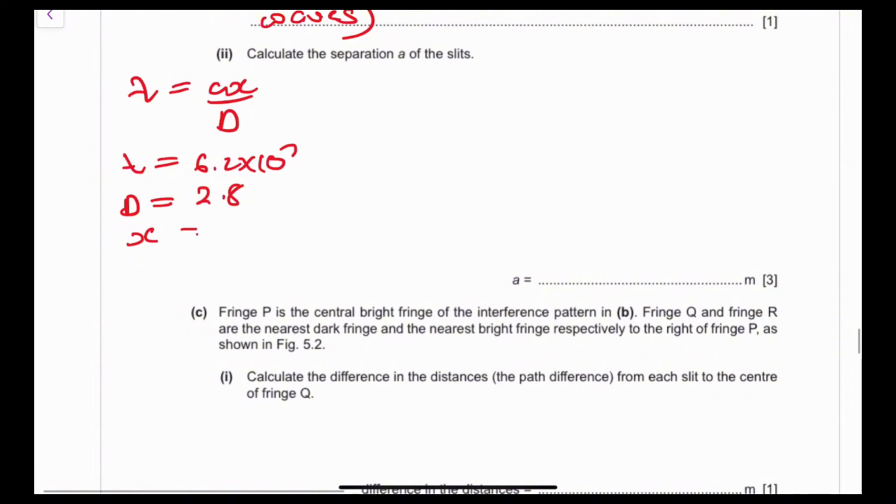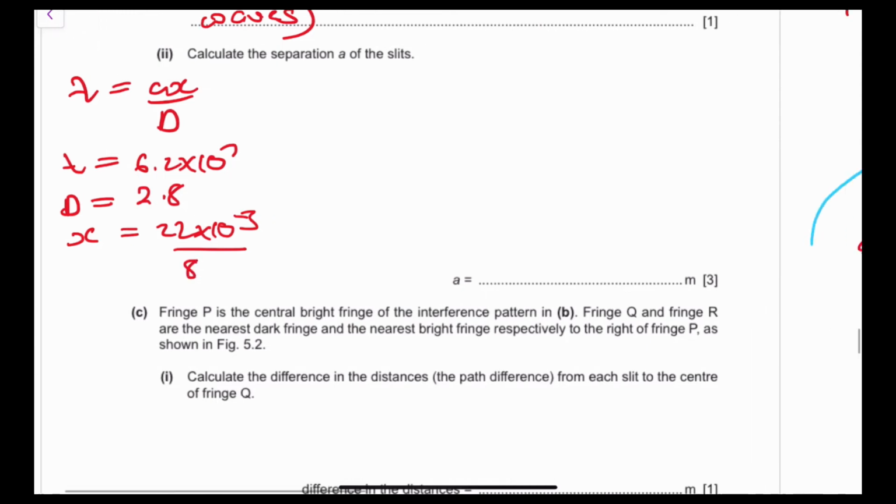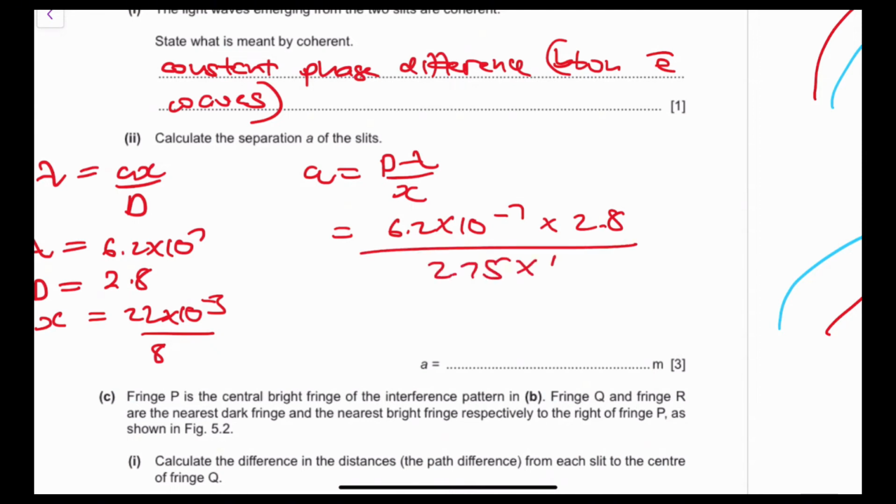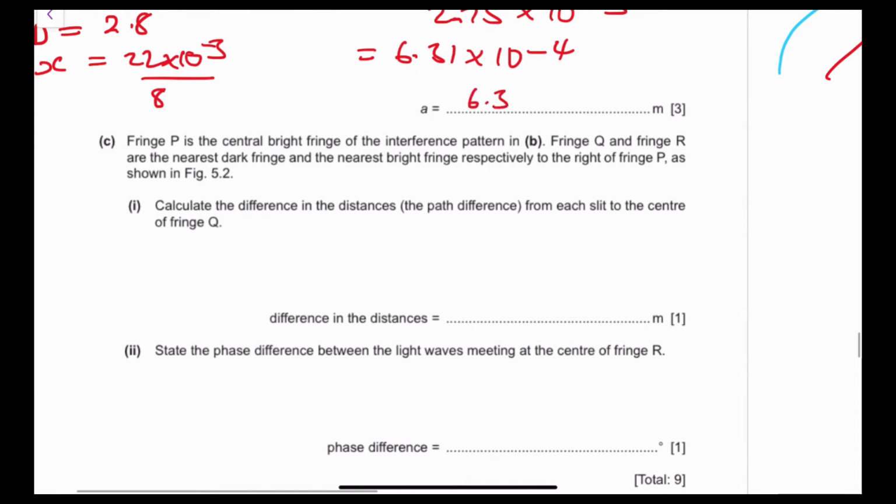So the value of X will actually be 22 times 10 to the power of negative 3, because it's milli, divided by 8. So how do you find the value of a? a will be D lambda divided by X. We already have the value of lambda. So a will be 6.2 times 10 to the power of negative 7 times 2.8 divided by 2.75 times 10 to the power of negative 3. That is the value of X, which we've already calculated. The value of a would therefore be 6.31 times 10 to the power of negative 4. So the answer will be 6.3 times 10 to the power of negative 4.